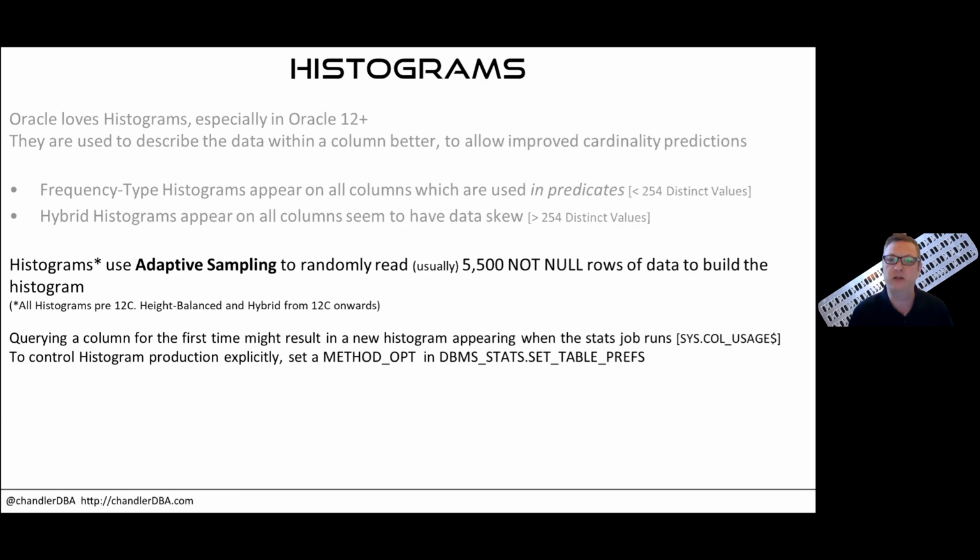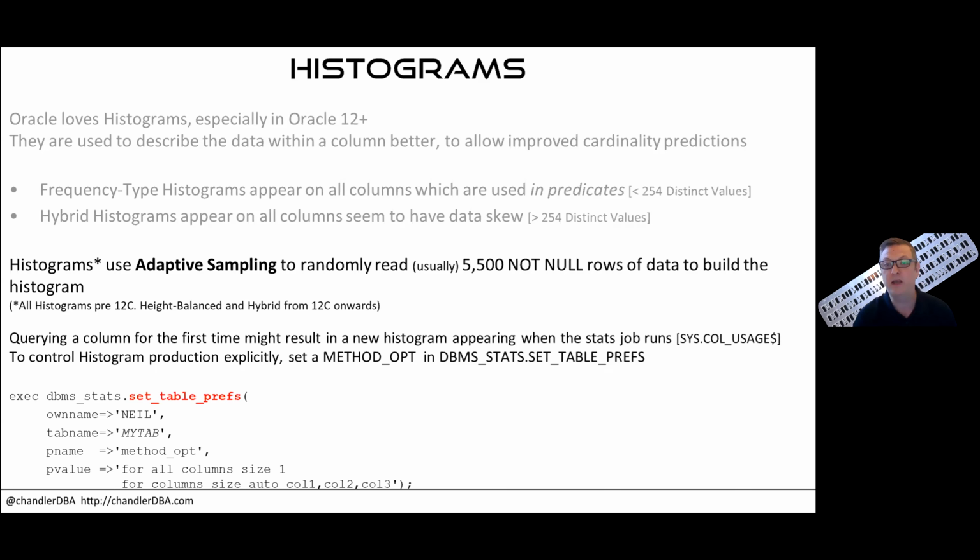actually, I would say if you're using partitioning, it's very important to try and control your histogram production explicitly. It's less important in non-partitioned tables, but if you've got large partitioned tables, controlling your histograms can control your stats gathers better and your plans a lot better. But you need to be very, very careful with especially height balanced and hybrid histograms because they are adaptively sampled. You should always be controlling your statistics gathering using set table prefs. So in this case, I'm saying we don't want any histograms other than on columns 1, 2, and 3.